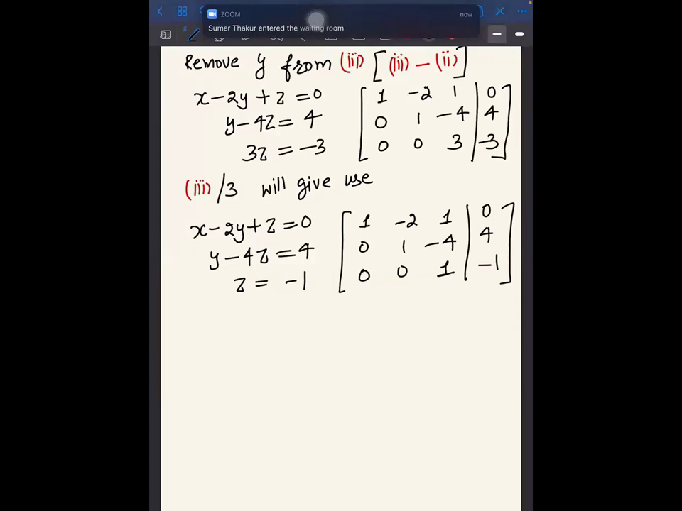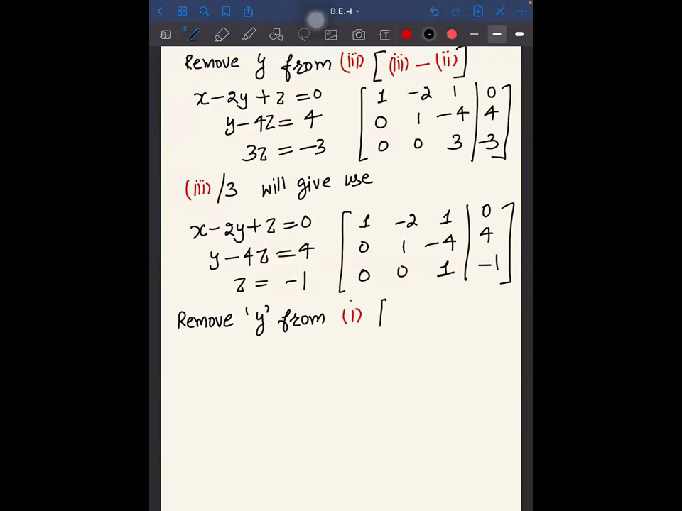We'll remove y from equation 1 as well. So for that, what do we do? We'll simply multiply the second equation by 2 and then add it to the first equation.